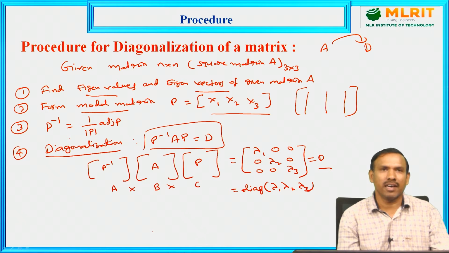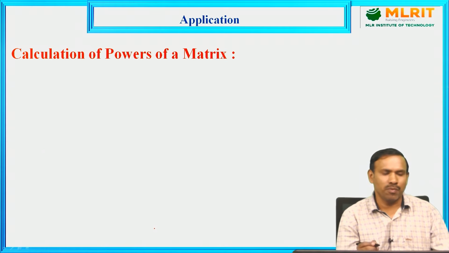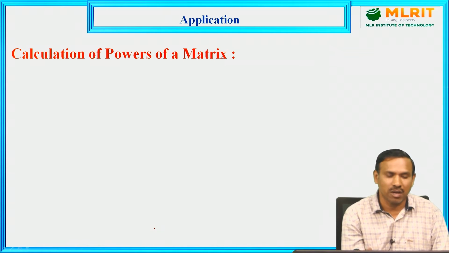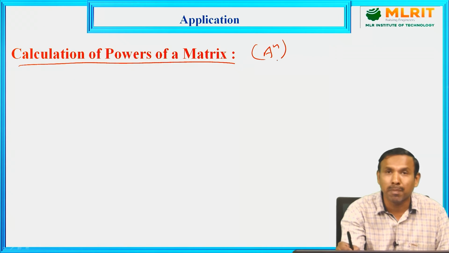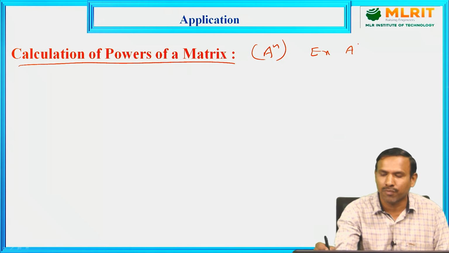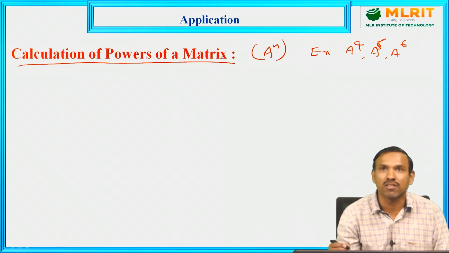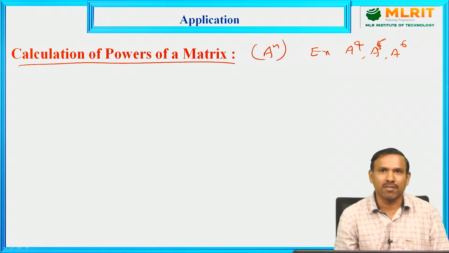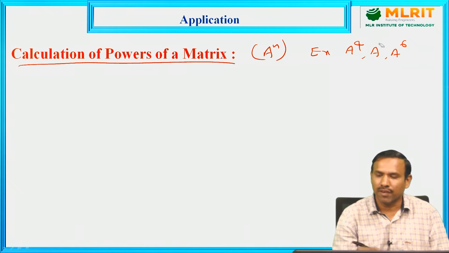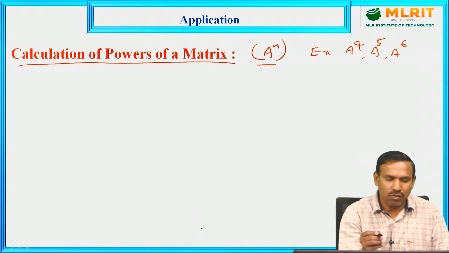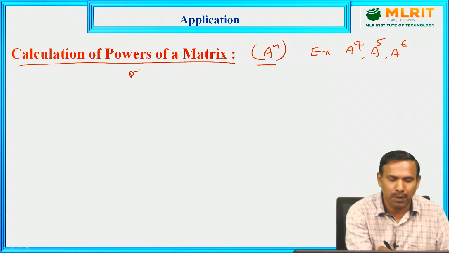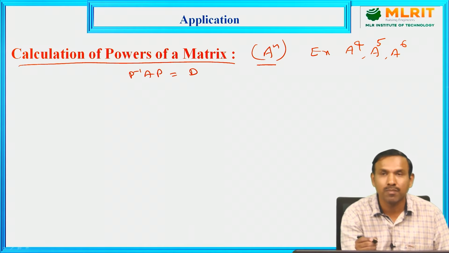Right, let us explain the diagonalization with an example. But before that, here we have one application also, that is the calculation of powers of a matrix. It means we can find A power 4, A power 5, higher powers, A power 6. In the Cayley-Hamilton theorem also we discussed how to find the higher powers of a matrix. So here also we can find the higher powers, A power 6, A power 7, A power 8, nothing but A power n, using diagonalization. We have the procedure: P inverse AP is equal to D.